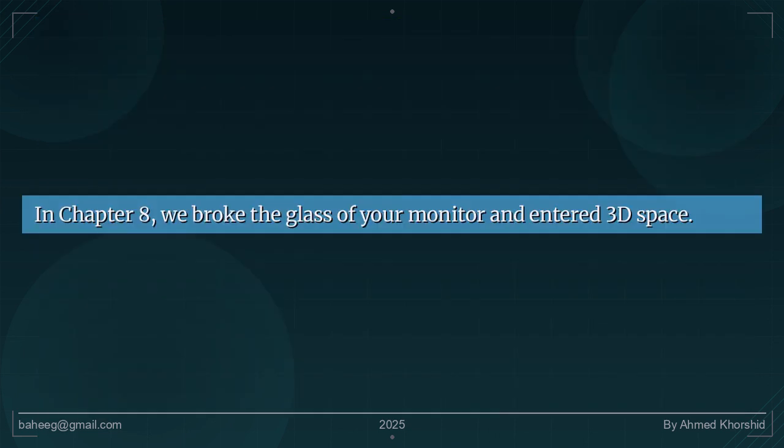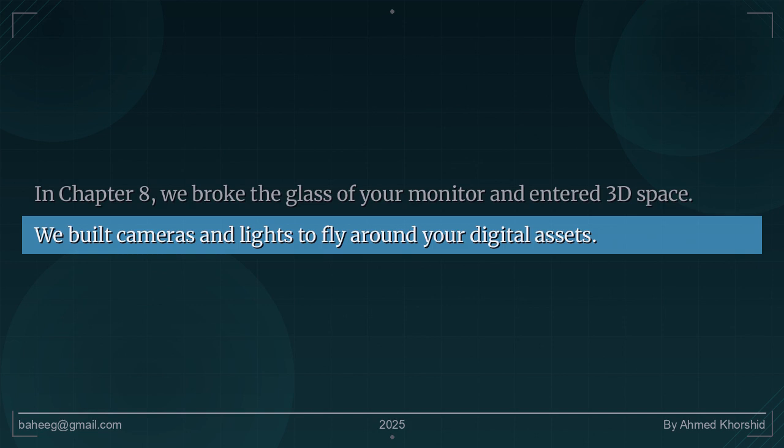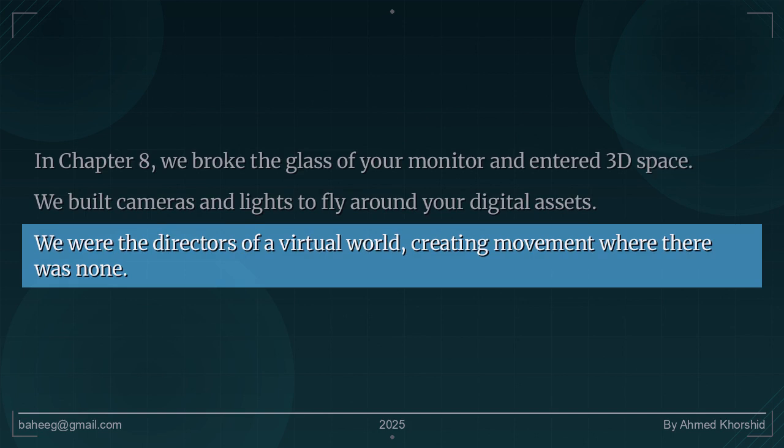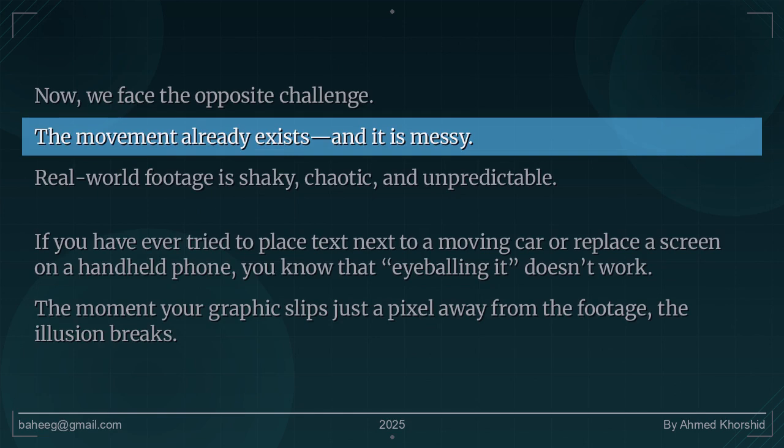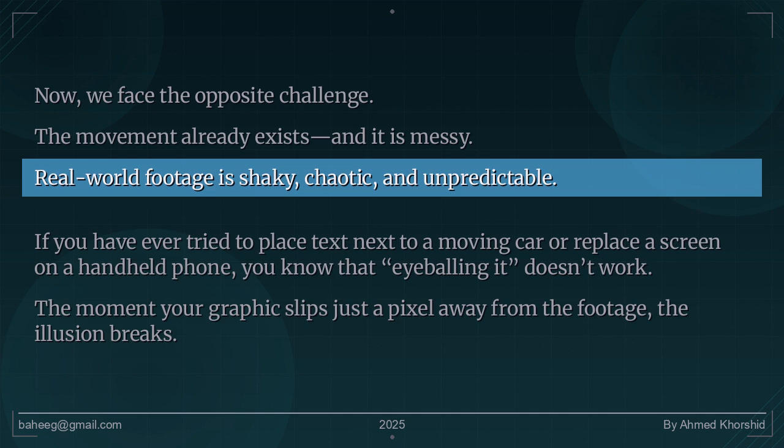In Chapter 8, we broke the glass of your monitor and entered 3D space. We built cameras and lights to fly around your digital assets. We were the directors of a virtual world, creating movement where there was none. Now, we face the opposite challenge. The movement already exists, and it is messy. Real-world footage is shaky, chaotic, and unpredictable.